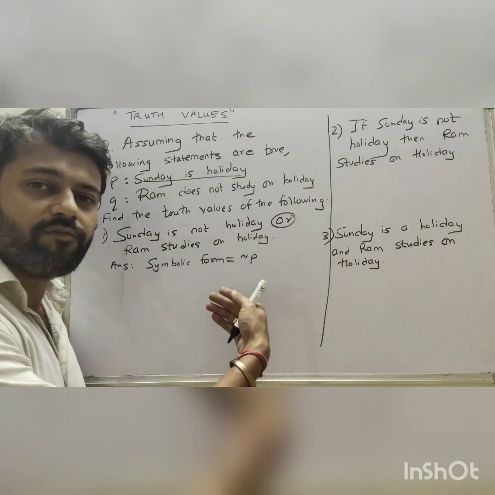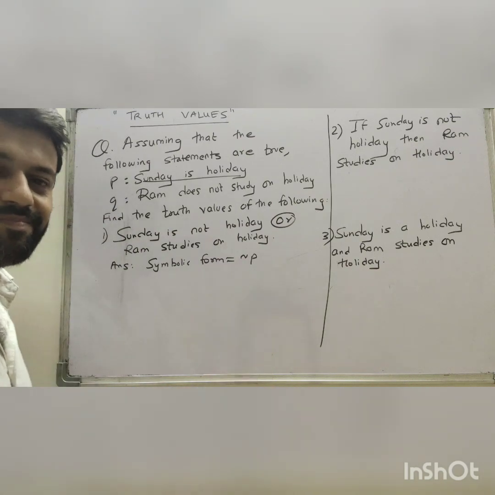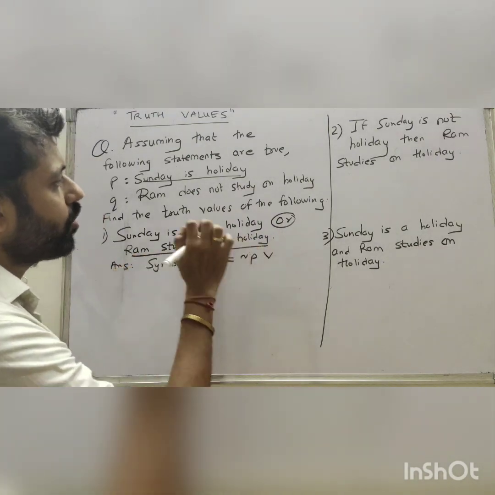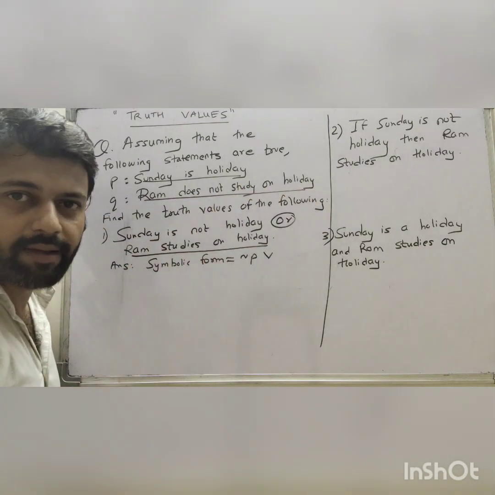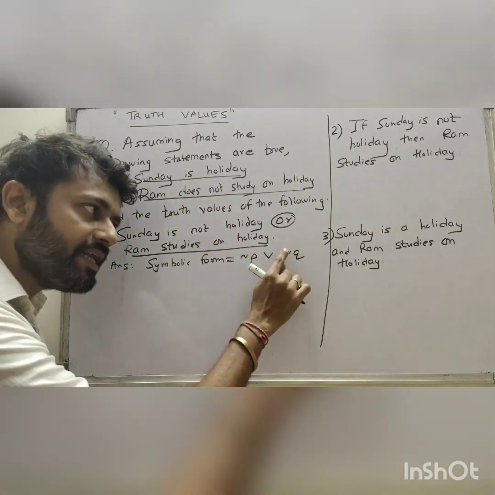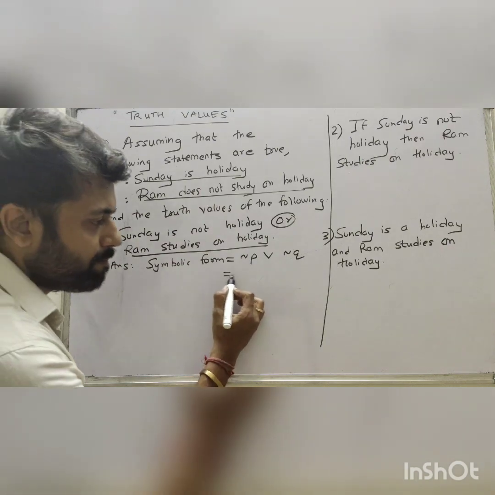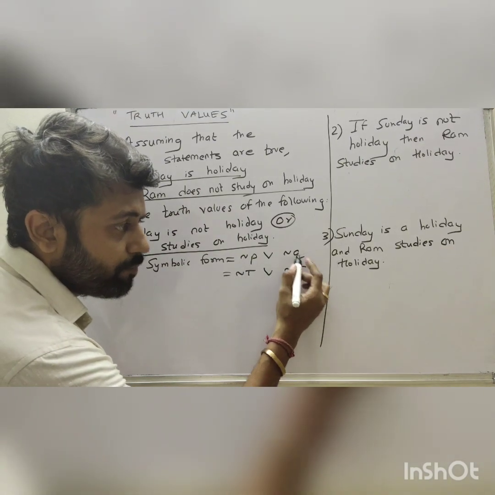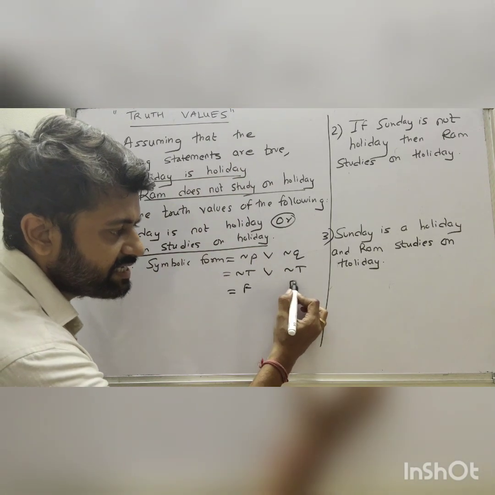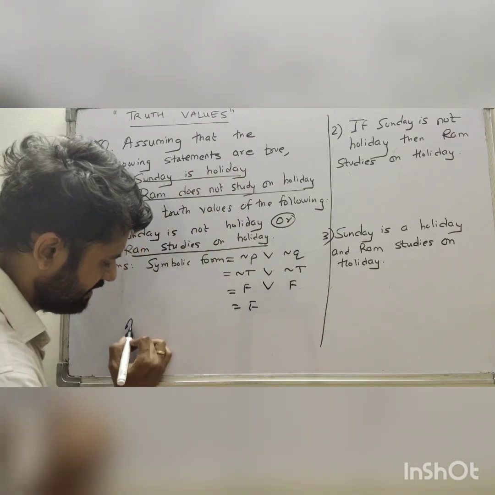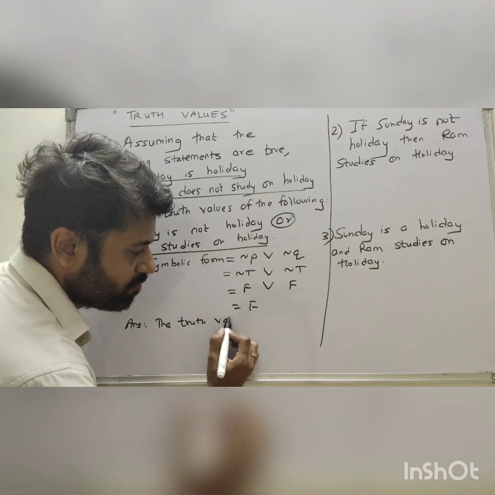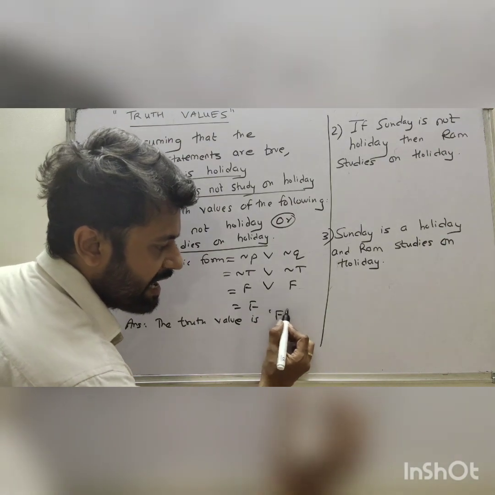Sunday's holiday is P. Sunday is not holiday is said here, so P's negation will come. See, we are getting practice of writing in symbolic form once again. Or Ram studies on holiday. Ram does not study on holiday is said here, so this is the opposite of the given statement. So I am writing negation Q. P and Q, they both are true statements. So I am writing T in place of both. Negation T is F, negation T is F, F or F is F. Answer, the truth value is F.